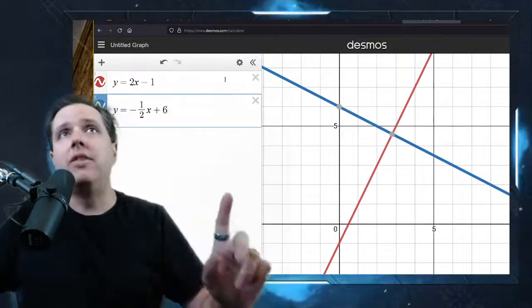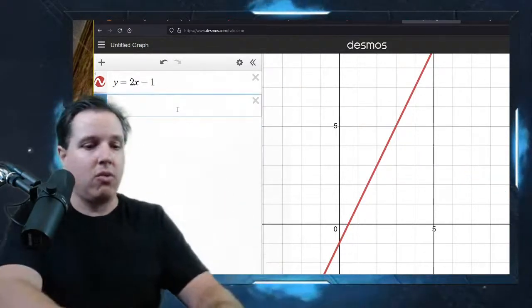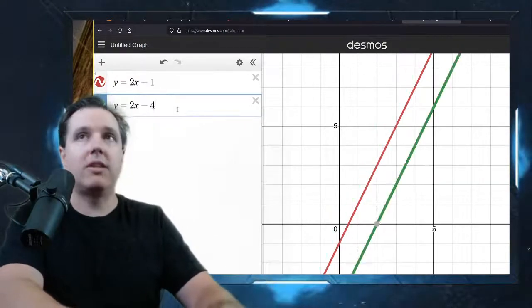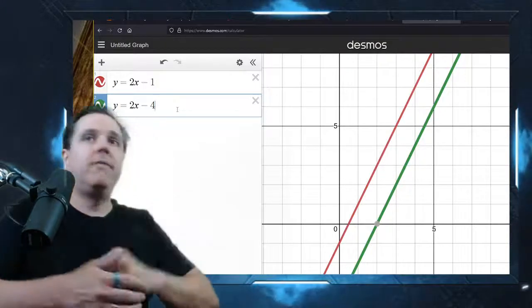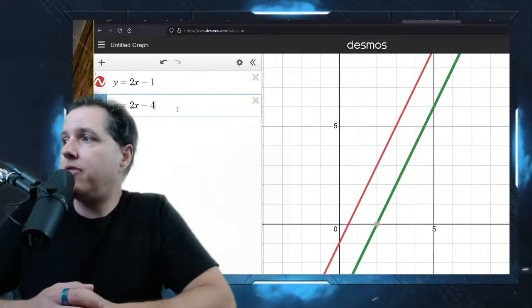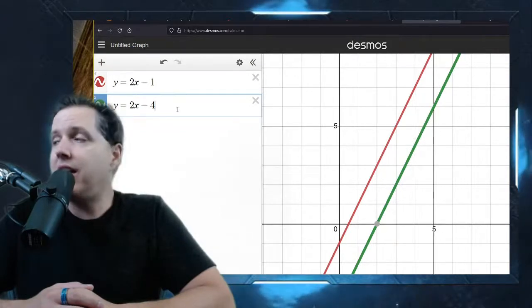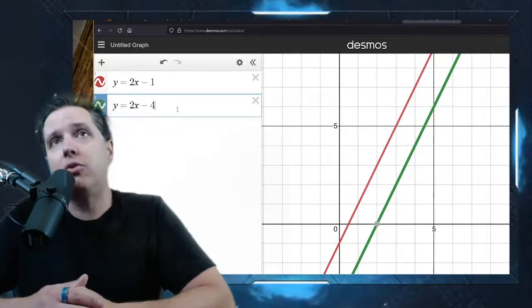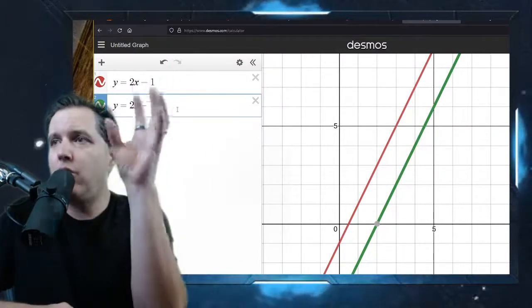Okay, then we have the other two situations where we have, say, the following: y equals 2x minus 4, where we have parallel lines. Parallel lines have no point of intersection, which means there is no point that lies on both lines. Therefore, there is no solution. So this is the image you want to have in your head for no solution.